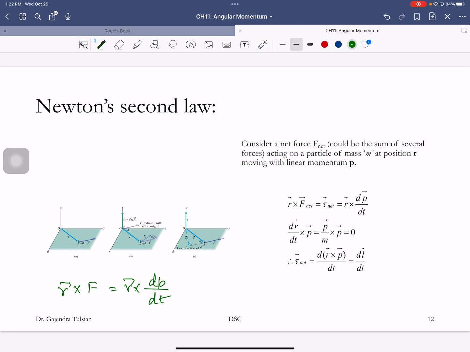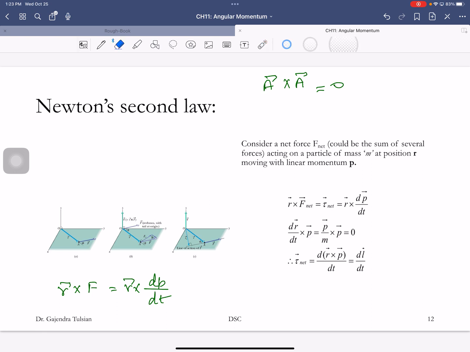Now, we'll use a little trick. Do you guys remember what is A cross A? What's the cross product of a vector with itself? It's 0. So, what is this guy? That's P cross P. That is 0. So you can add 0 vector to any vector and it doesn't change the value of the vector. Okay. So dr by dt, this is P over m cross P, this is 0.